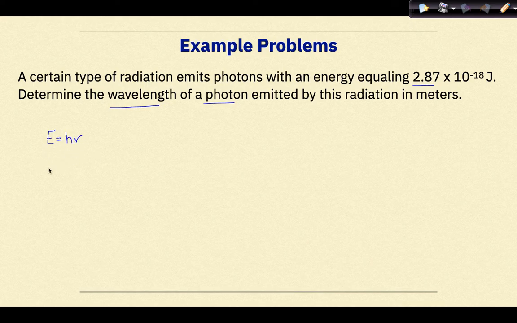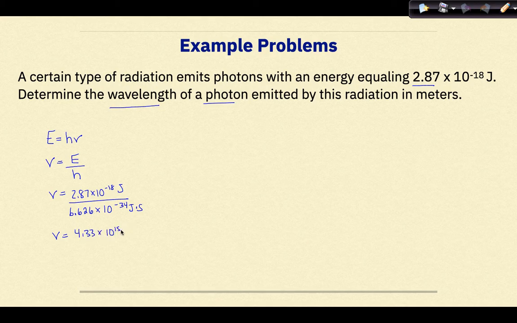I'm going to rearrange my formula to solve for frequency. So energy on top, Planck's constant, and then I'm going to plug my numbers in. So energy that was given to us is 2.87 times 10 to the negative 18 joules over Planck's constant, 6.626 times 10 to the negative 34 joules seconds. And when I work this all out for my frequency, I get 4.33 times 10 to the 15 cycles per second.